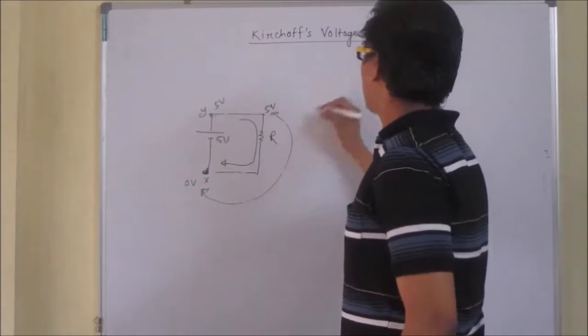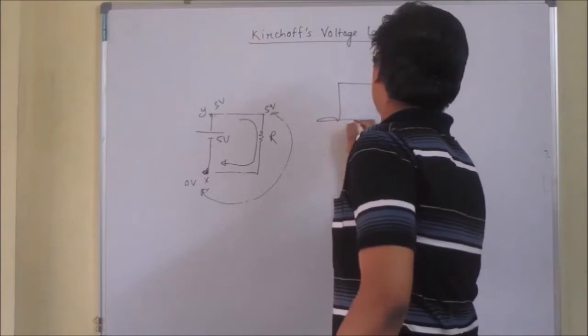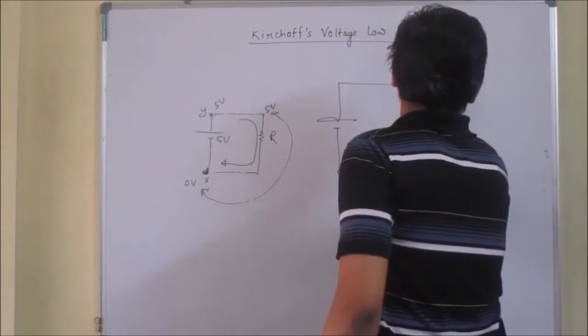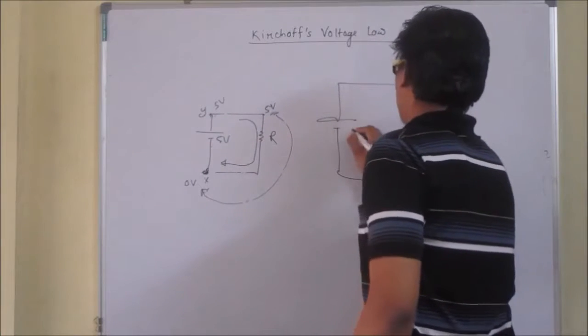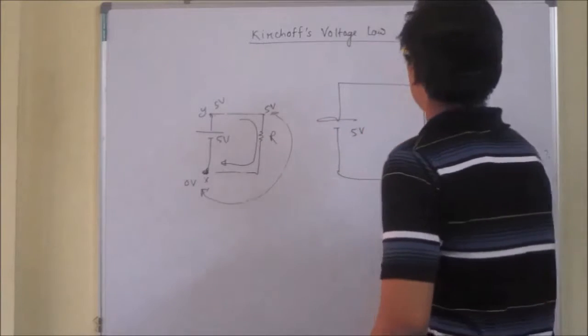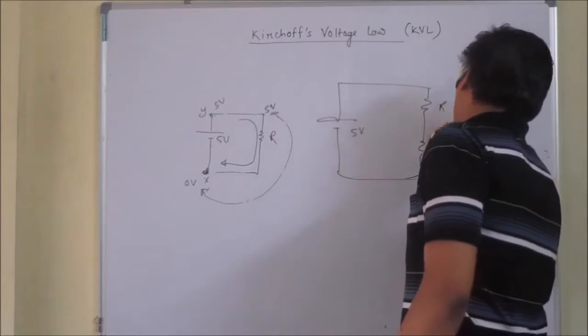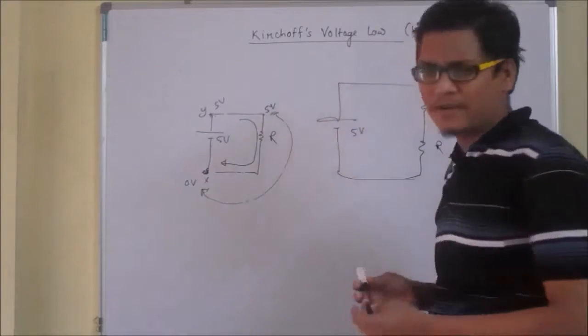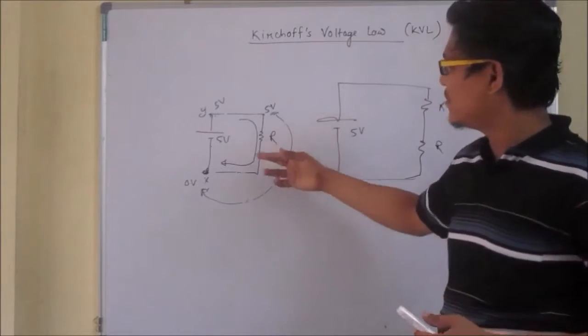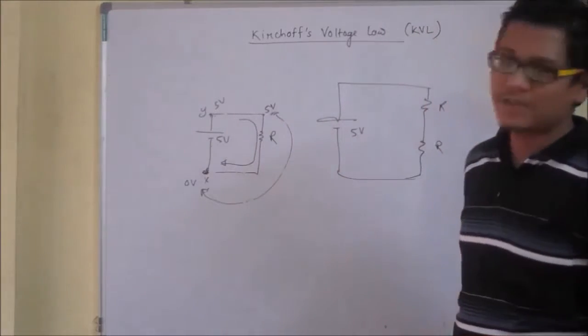Considering a circuit of two resistors of same value. Suppose here again there is 5 volt, and here there is R and R. What will happen? Now instead of one consumption unit, there are two consumption units.